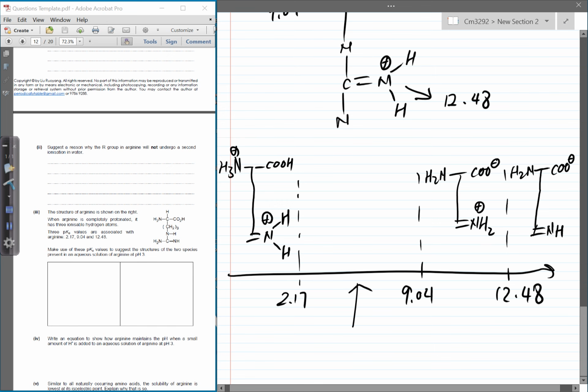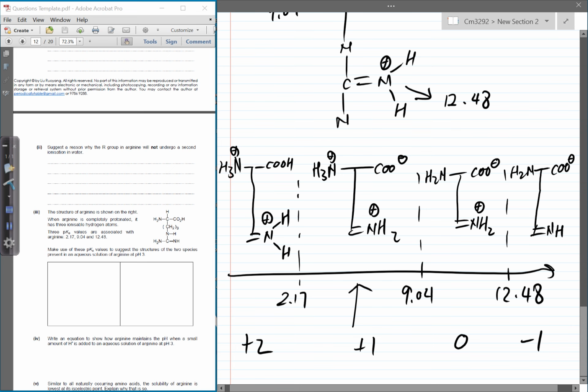And for this region, you're going to have this 9.04, which is this group, H3N plus, COO minus, and your NH2 plus, right? So if you count the net charge, here is plus 2, plus 1, 0, and minus 1, right?